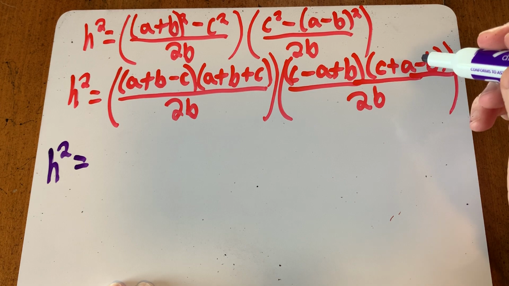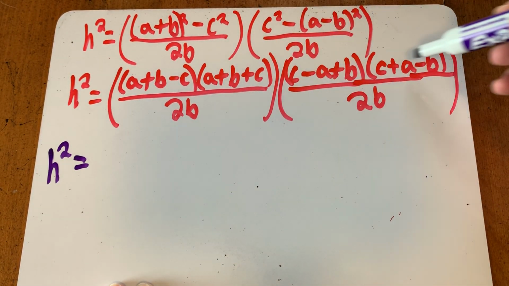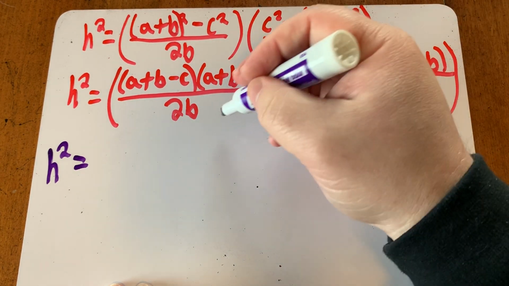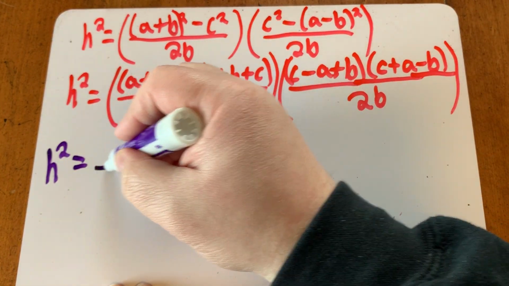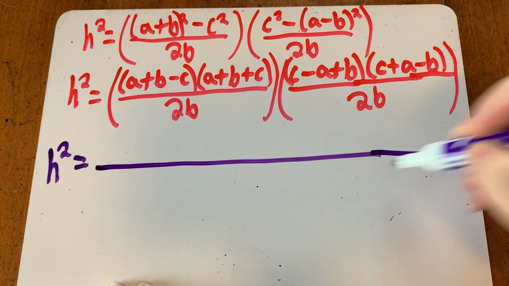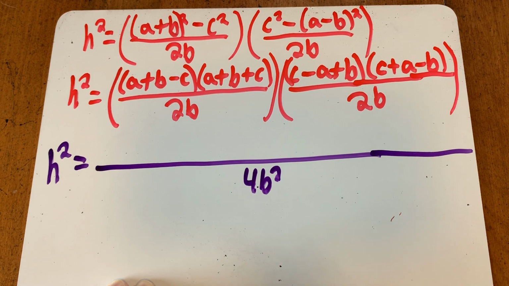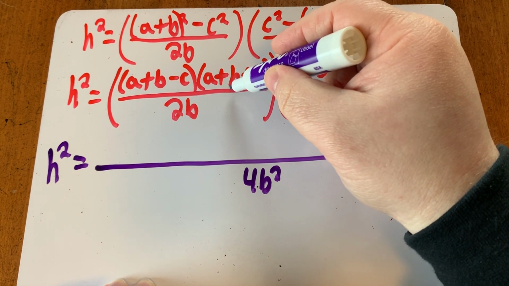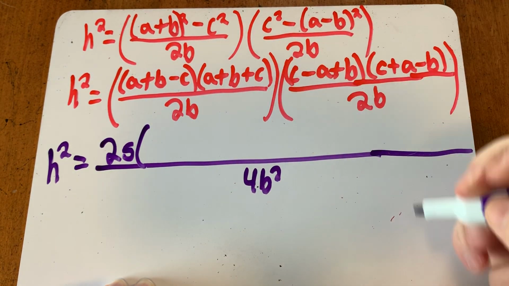Now at this point, I hope you can bear with me. I'm just going to multiply these 2 fractions together. So the product is just going to be the string of these things in the numerator, and the denominator's product will just be 4b squared. So everything's just going to be over 4b squared. All right, so this one is just 2s. That's just 2s.